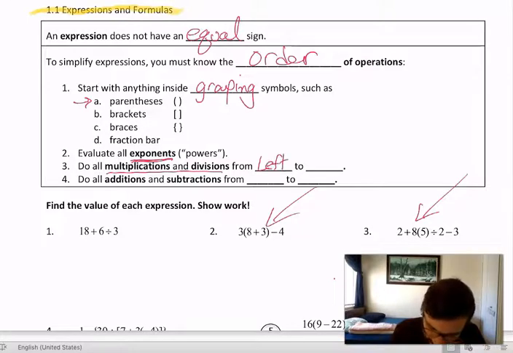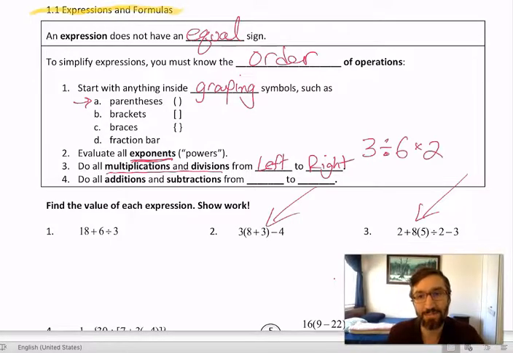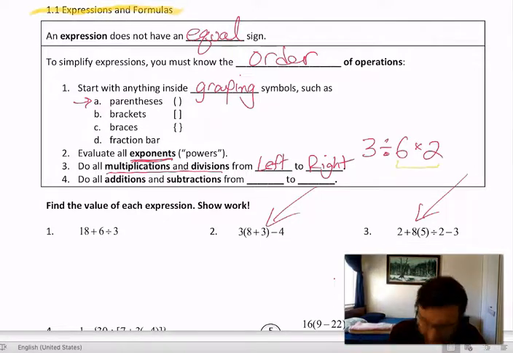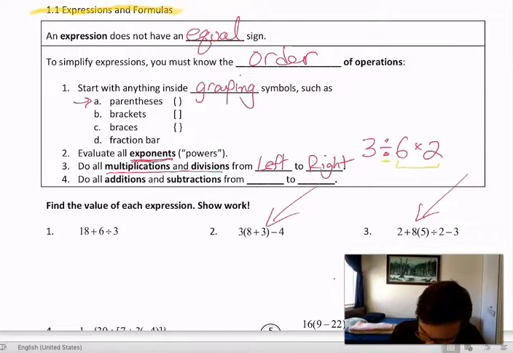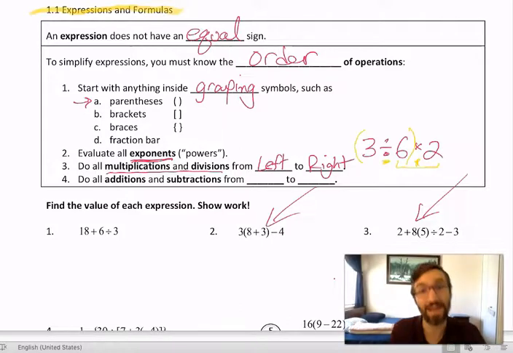So if there's ever a question, like say you had 3 divided by 6 times 2, you wouldn't actually do the 6 times 2 first. That was kind of surprising to me when I learned that. I got to high school and I was like, what? I think I've been doing this wrong the whole time. But we go left to right. So this division and this multiply right here, we would do left to right. So we do this division first and then get that number, and then we would deal with the times 2 part.